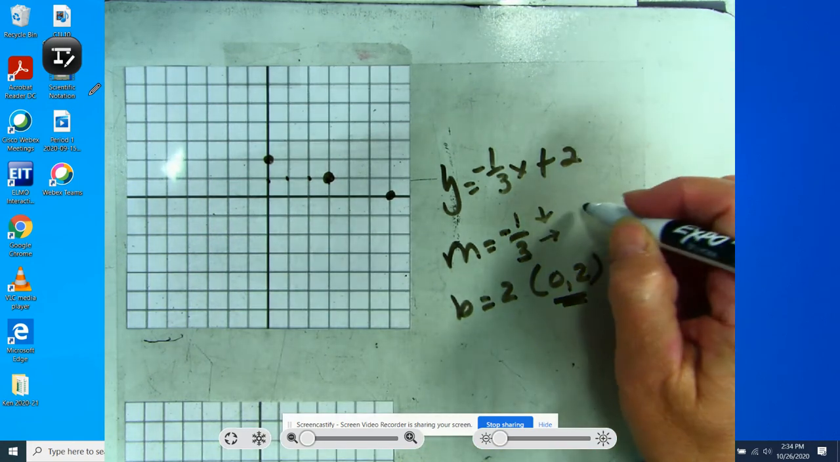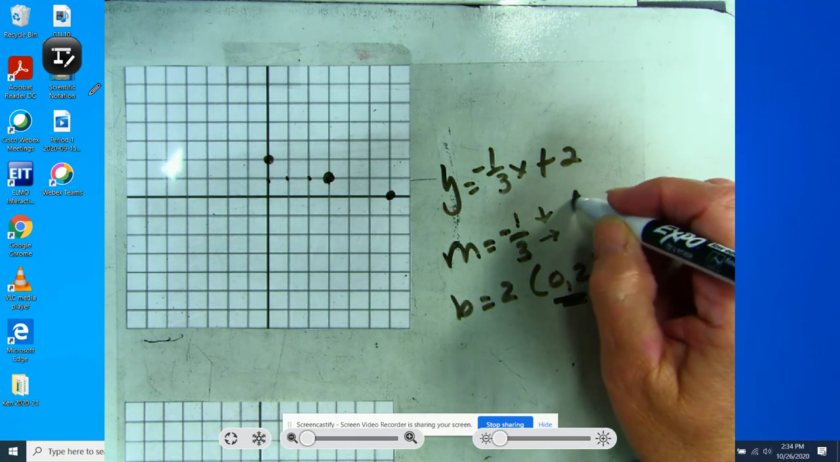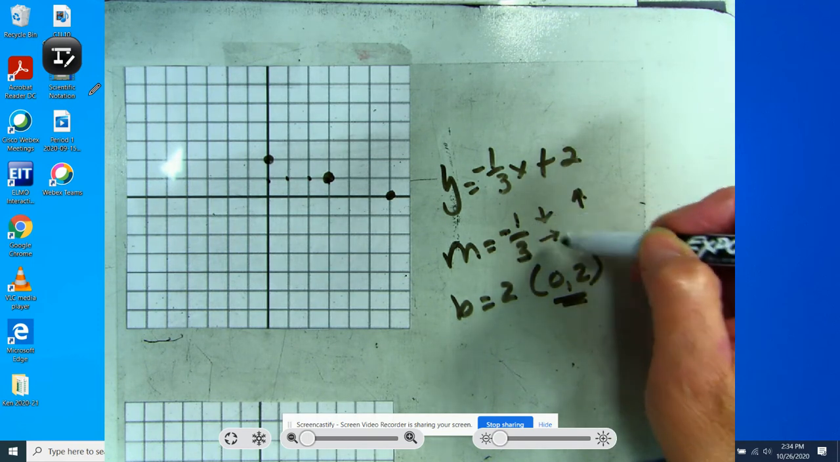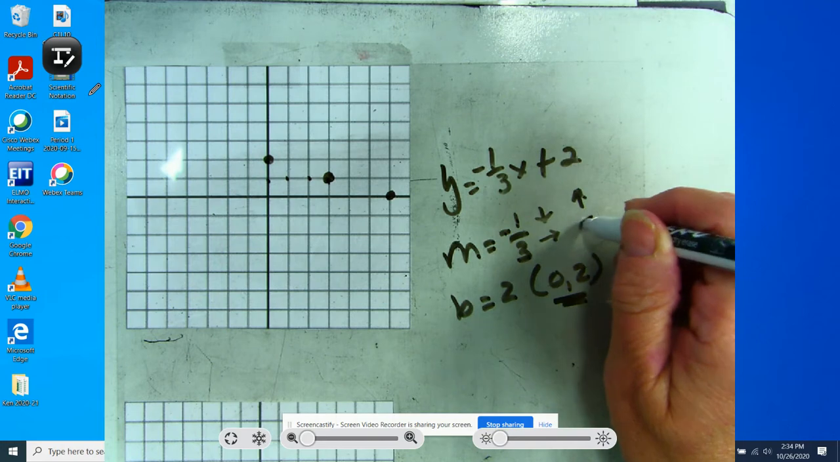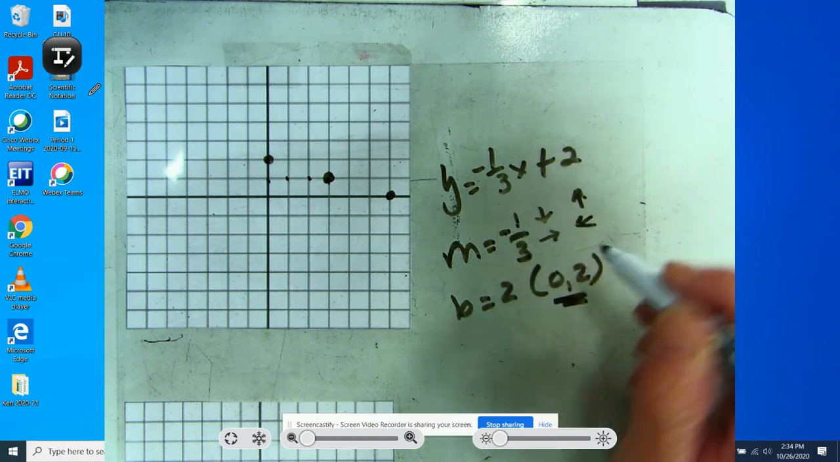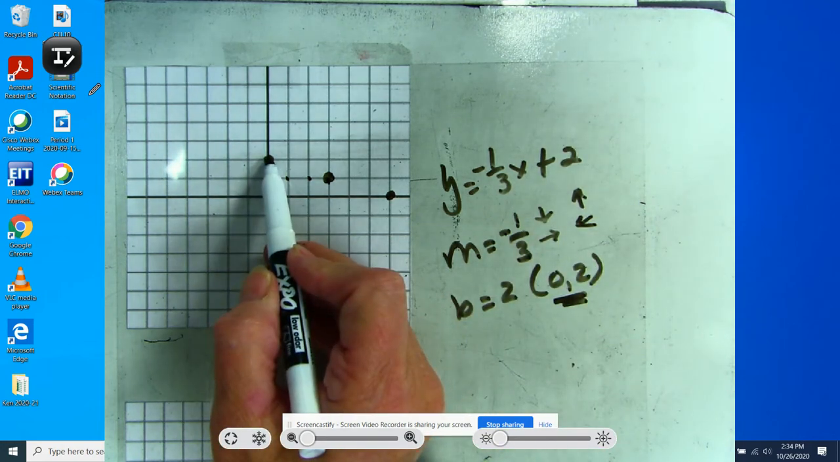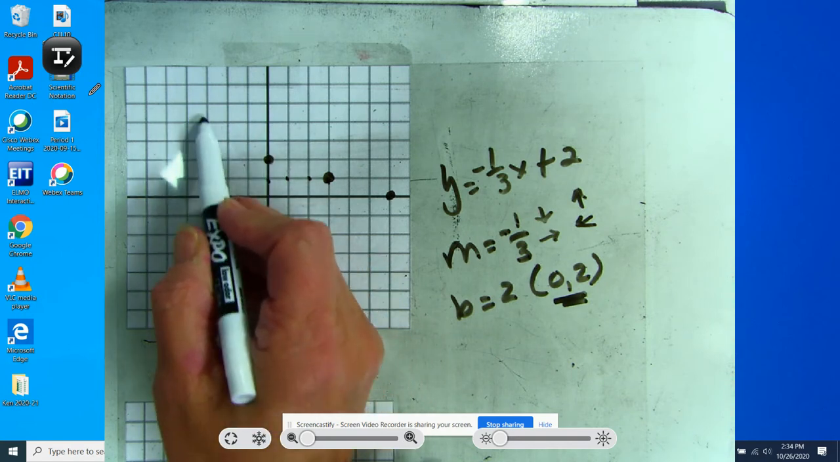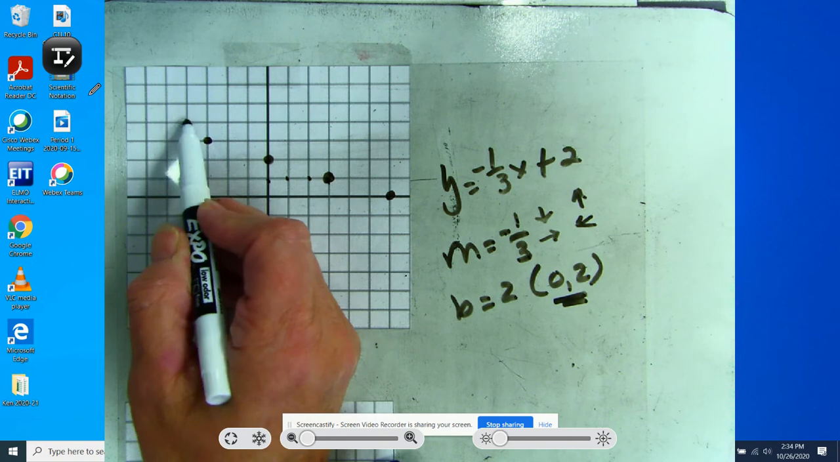Now, instead of going down, I could go up. But if I go up, which is the opposite of down, instead of going right, I have to go left. So I will go here and I will go up 1 and over 3. Up 1 over 3.